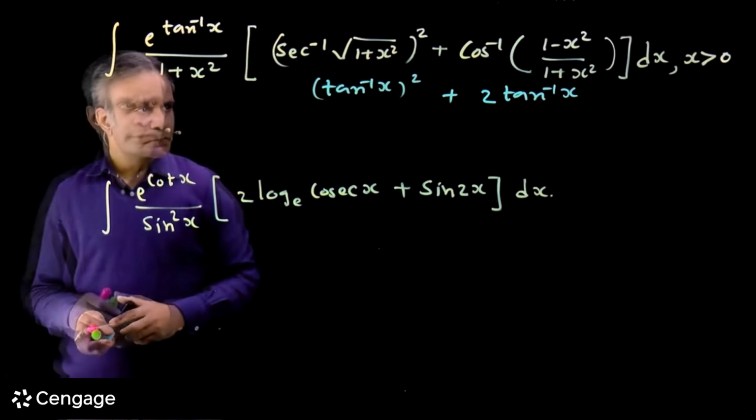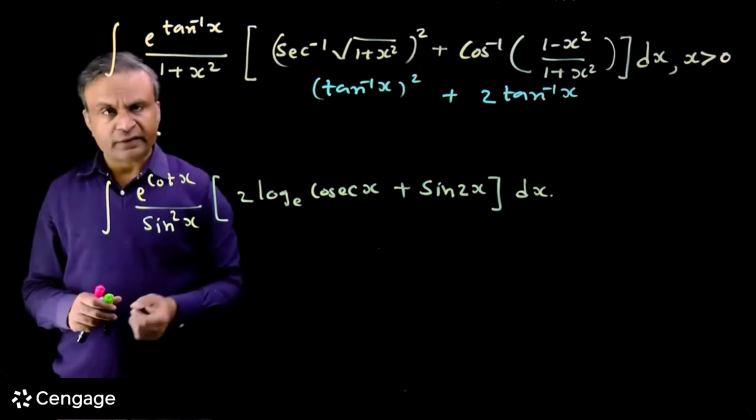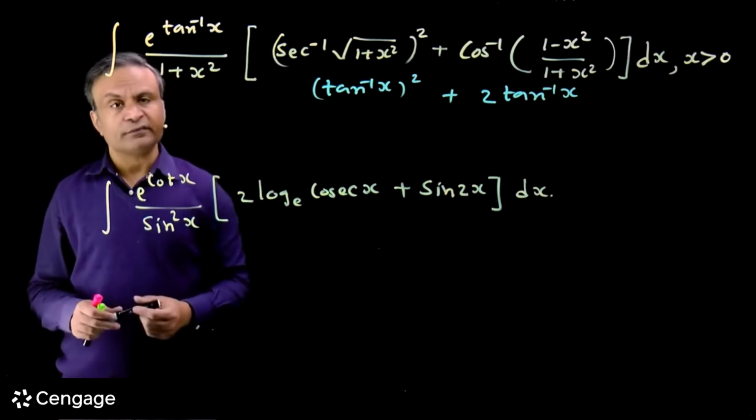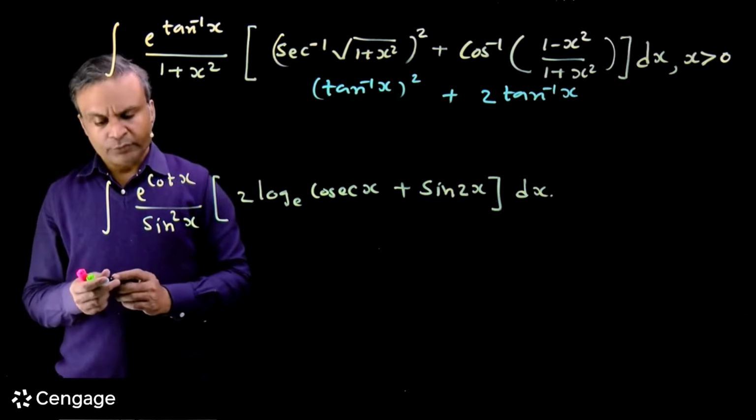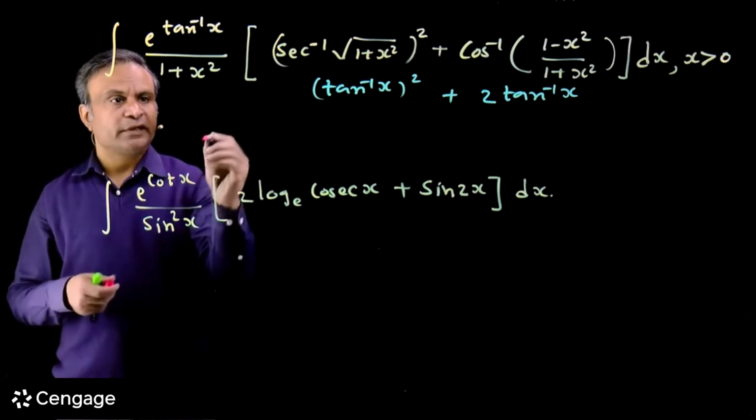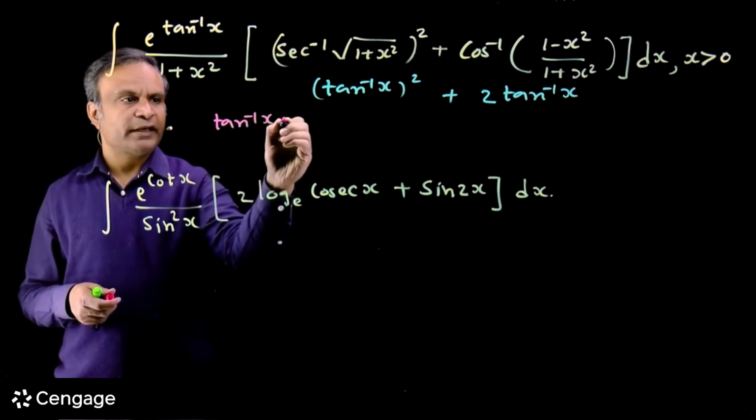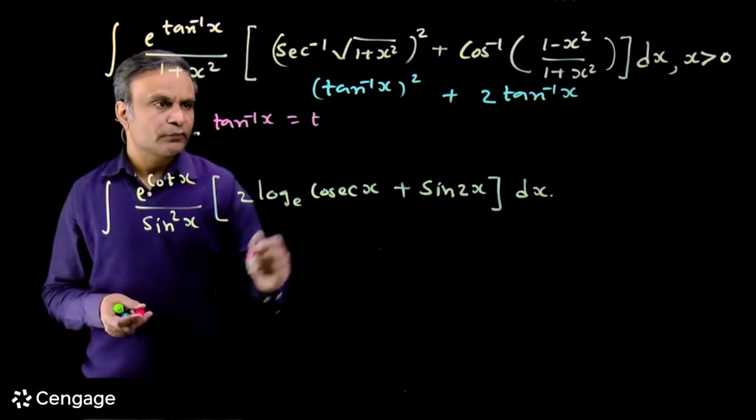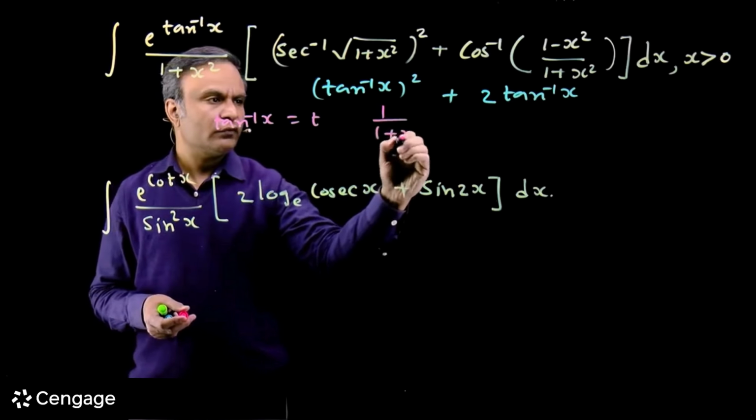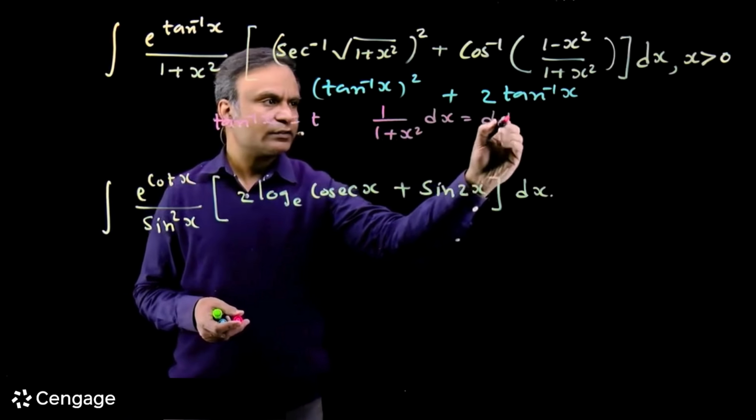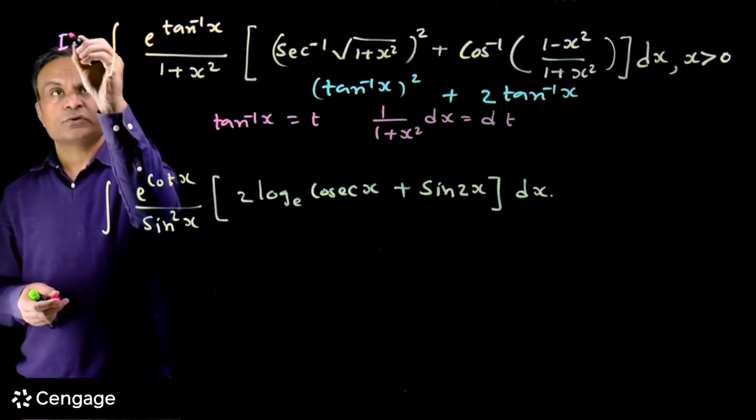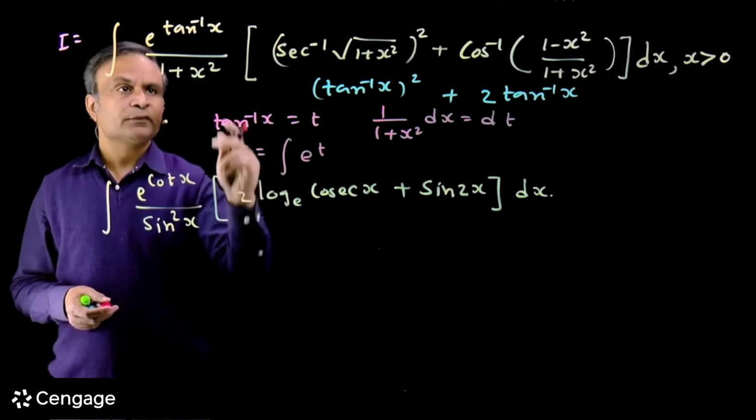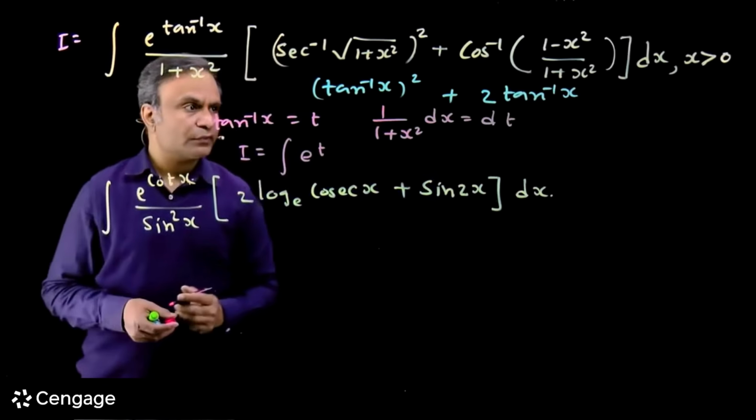Okay, now here we have e power tan inverse x, and inside bracket we have two terms having function tan inverse x. So what we do, we put here tan inverse x is equal to t. Okay, so we have 1 over 1 plus x square dx is equal to dt. Okay, so integral I becomes e power t, and dx upon 1 plus x square is dt.